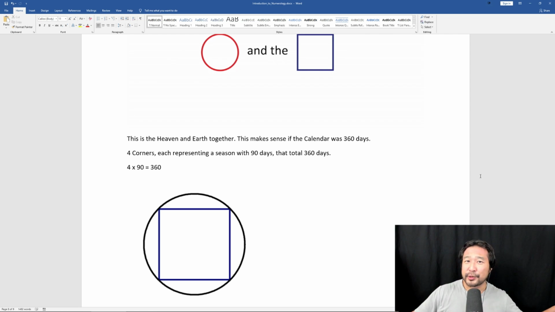All the calendars were already set before Kepler had his laws of elliptical orbits. All right, doesn't make sense to me.